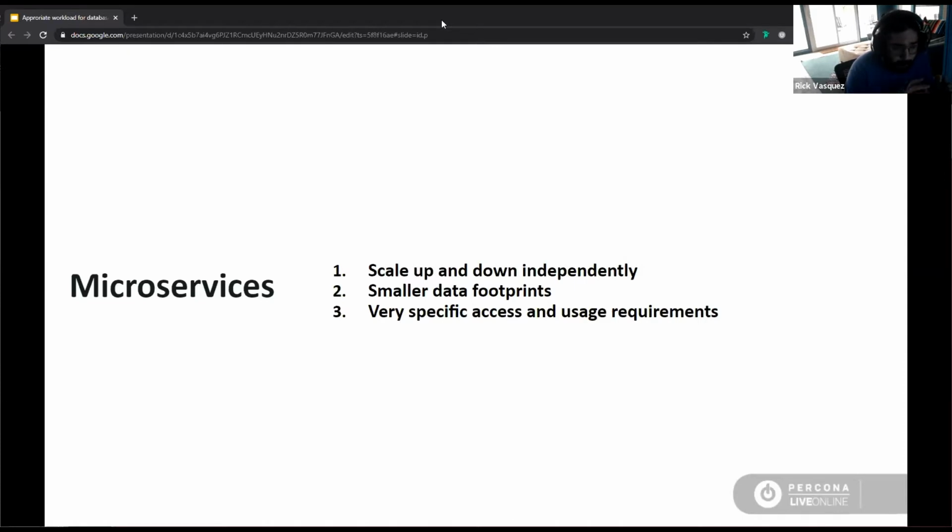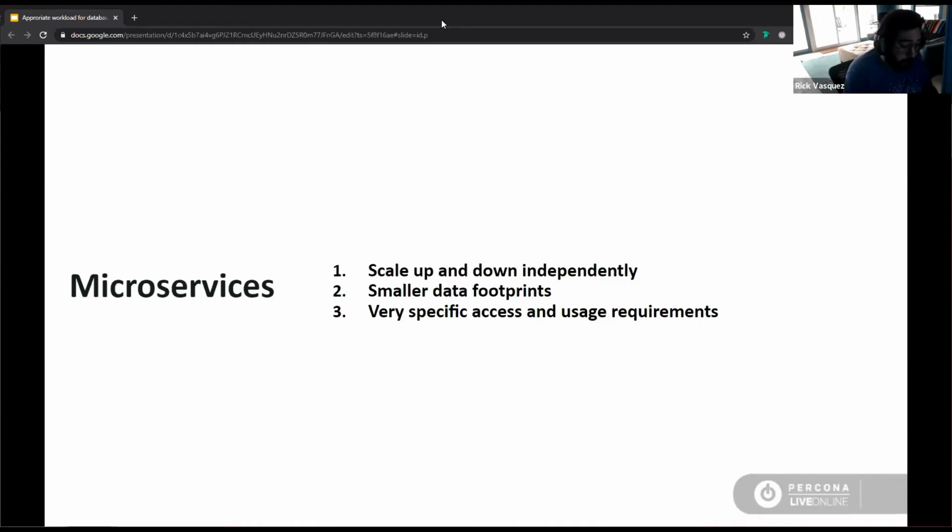But even then, we see really smaller chunks of that with microservices. So you're going to pair a much smaller database with a much smaller service that needs access to that data and needs to store that data persistently. And then kind of the third thing about microservices, they have really specific access and usage requirements. You're not going to have a super hyper general use case for a microservice.